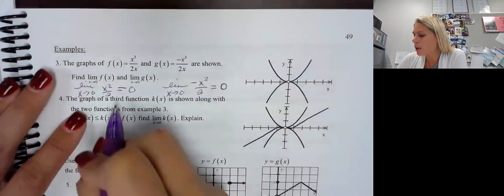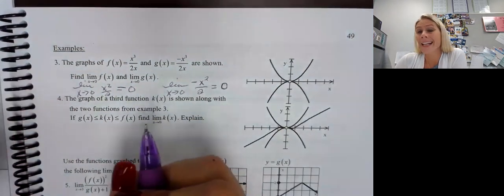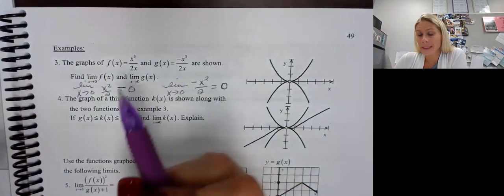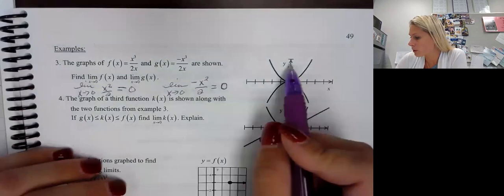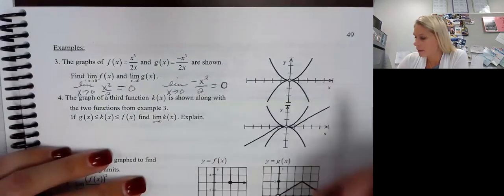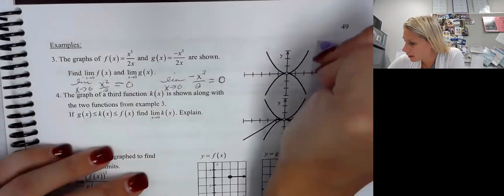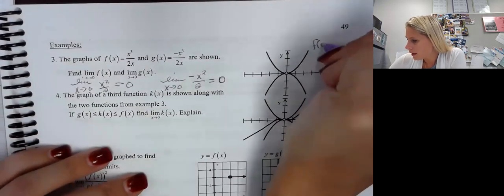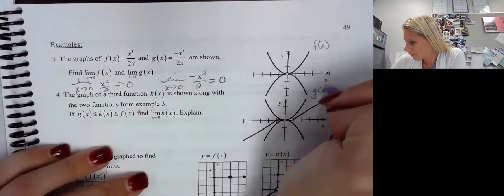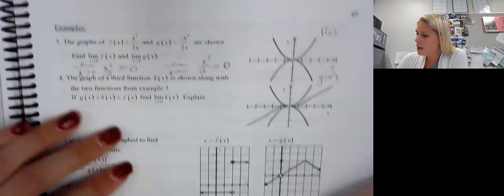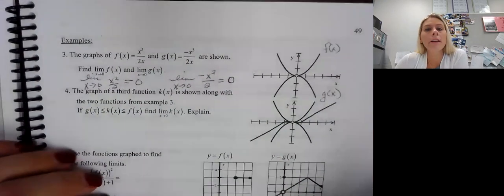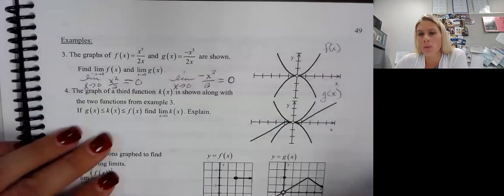Now, remember, the value x can't equal the value, okay? So x cannot equal 0 here because it's a hole. So this is the graph of it, okay? Everybody see what I'm doing? This one's f of x up here, and this is g of x down here, okay? Right here. So the graph of a third function, k of x, is shown along with the 2 other functions.